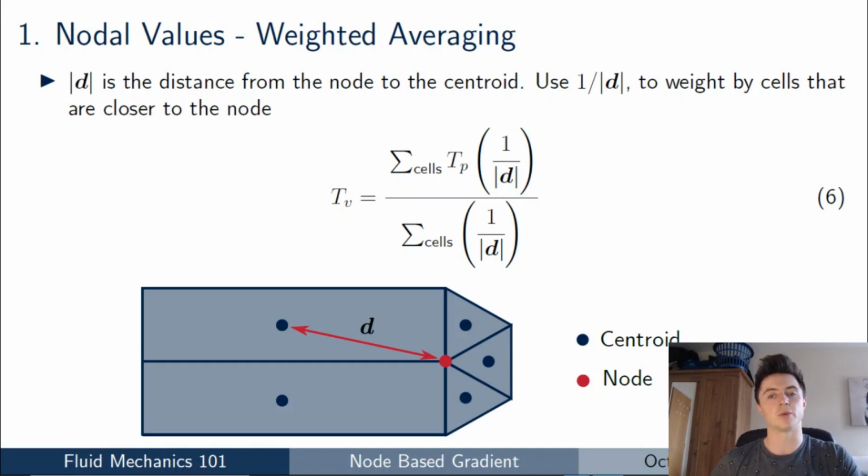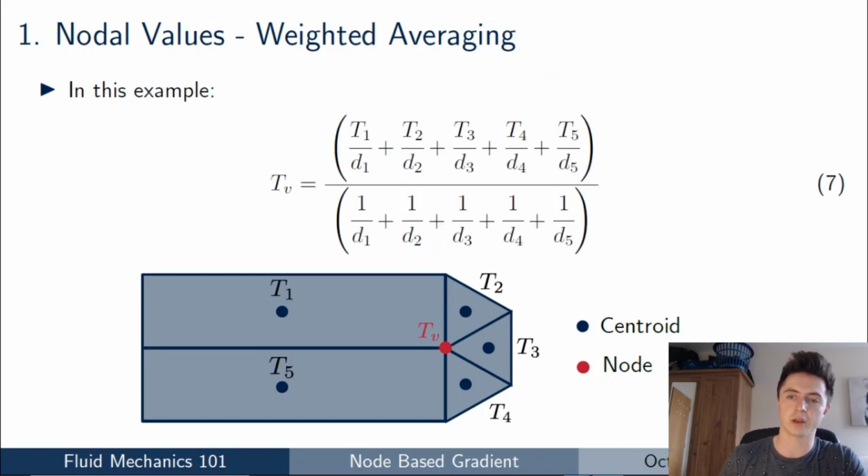And then what we can do is once again evaluate the simple summation in equation 6, and that will allow us to compute a nodal value from the surrounding cell centroids. And just as an example, using the same shape that we did before, in this instance TV would be equal to the summation, which you can see on the top: T1 over D1 plus T2 over D2 plus T3 over D3, and so on.